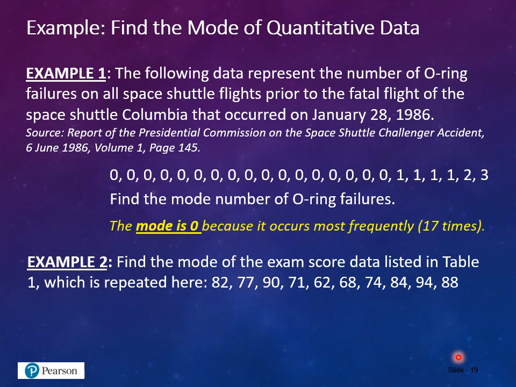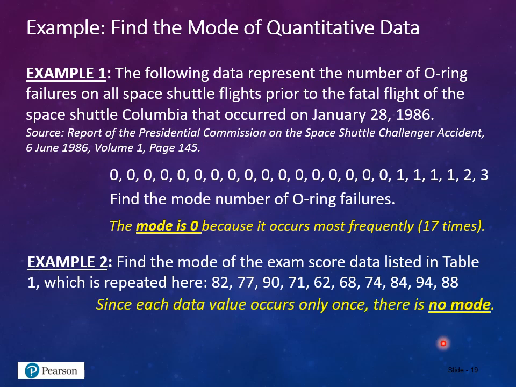So in example 1, the mode is 0 because this is the response that happens most often. In fact, it happens 17 times. And that's all the mode is: which response happens the most number of times. In example 2, however, we have no repeating responses. None of the answers repeat. So in example 2, there is no mode because no answer occurs more frequently than any other.